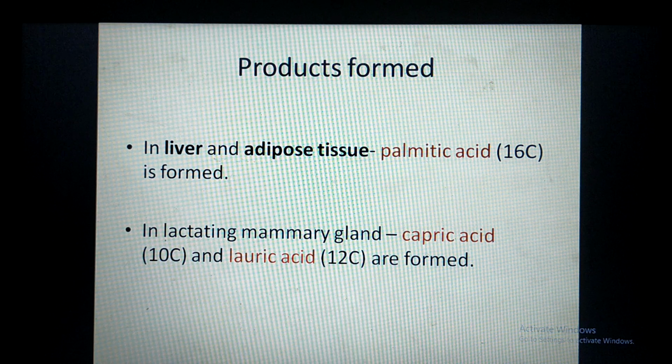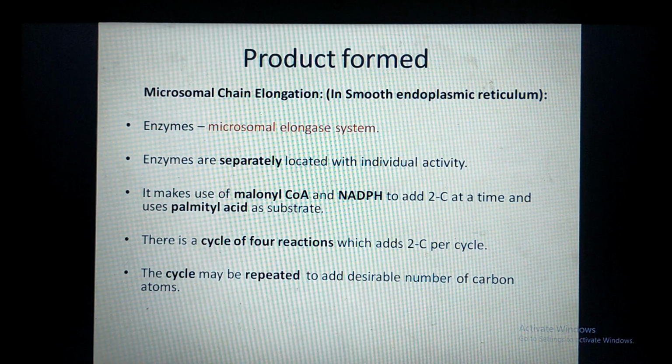So the product of de novo synthesis of fatty acid in liver and adipose tissue is palmitic acid, and in the mammary gland it is capric acid and lauric acid. But in some tissues, longer chain fatty acids are required. So the palmitic acid is later elongated by two enzyme systems. One is called the microsomal chain elongation system and the other is called the mitochondrial chain elongation system.